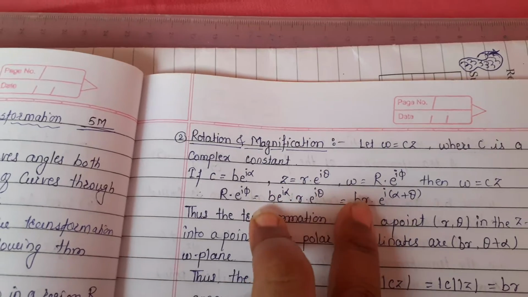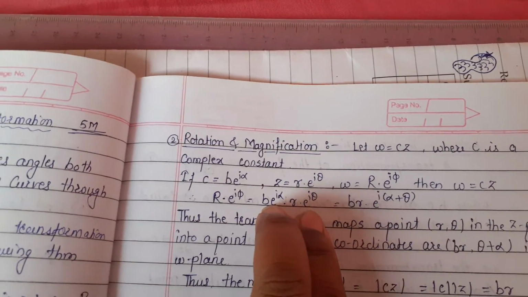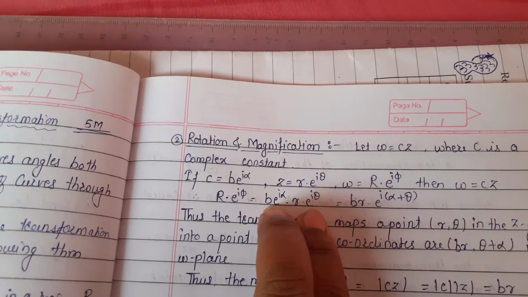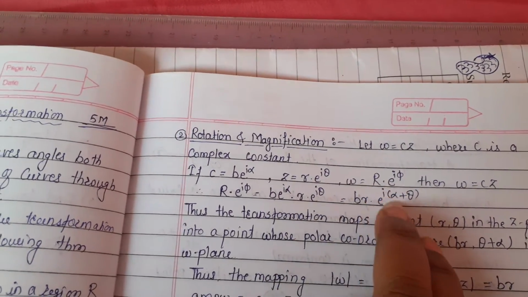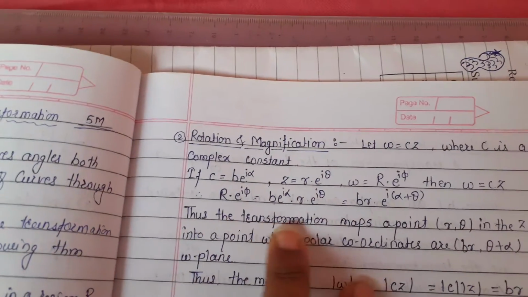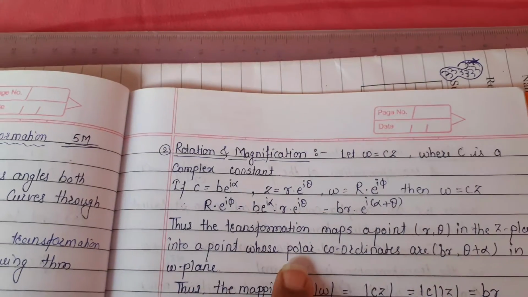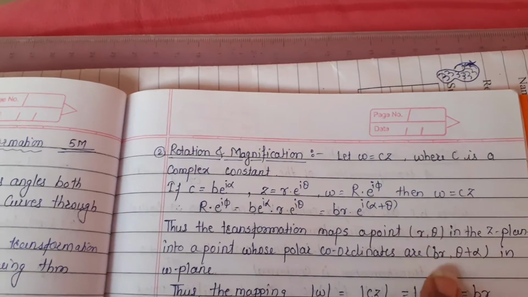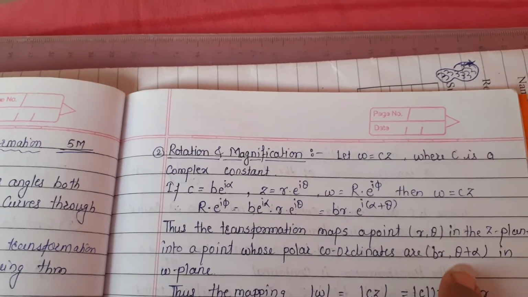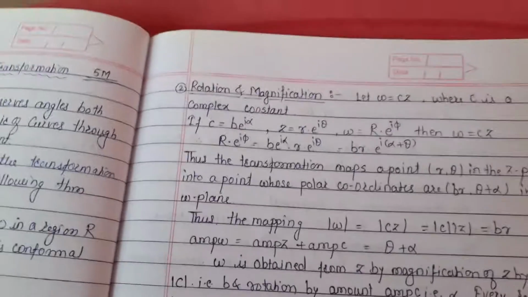Now b and r are constants, so their product is br. e raised to i alpha and e raised to i theta both have the same base, so we can add their corresponding powers, so it becomes i as common, alpha plus theta. Thus the transformation maps a point r, theta in the z plane into a point whose polar coordinates are br, theta plus alpha in the w plane.